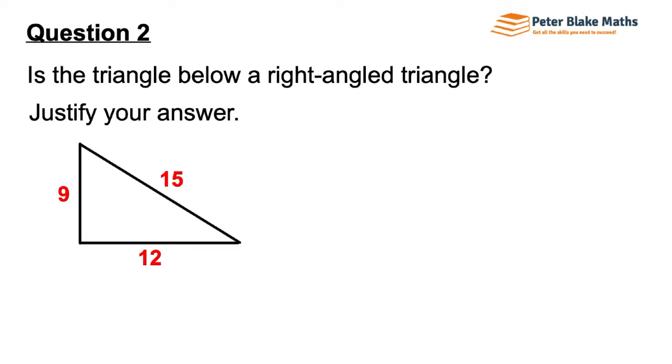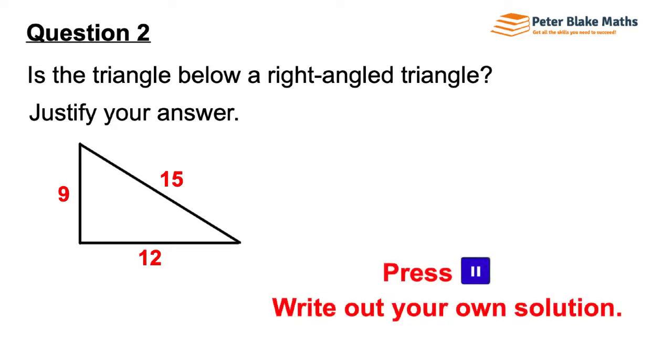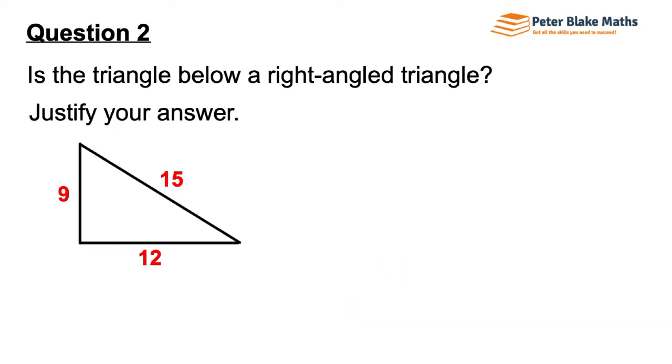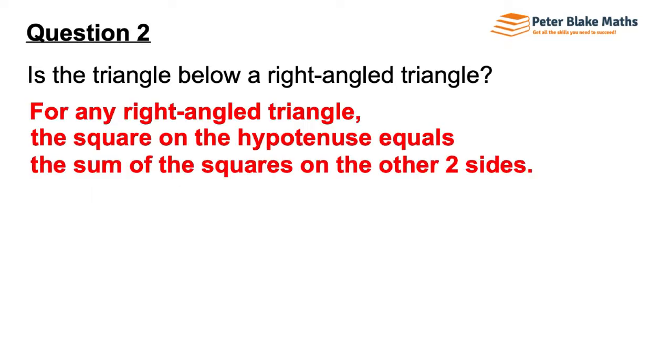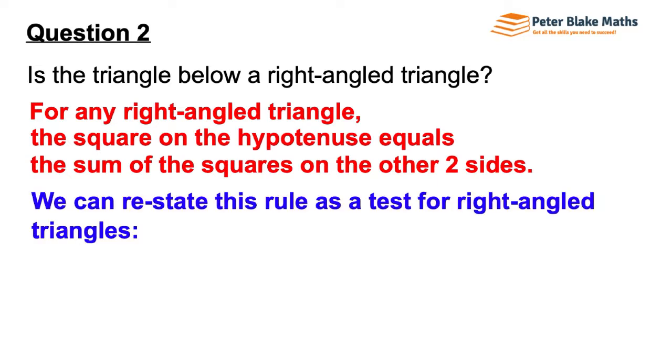Question 2. Is the triangle below a right-angled triangle? Justify your answer. Now this looks like a right-angled triangle, but let's see. For any right-angled triangle, the square on the hypotenuse equals the sum of the squares on the other two sides. That's what Mr. Pythagoras says there. So let's see if that is true.